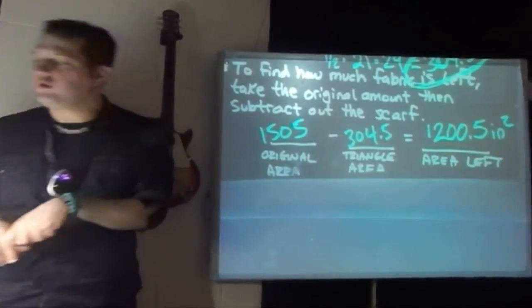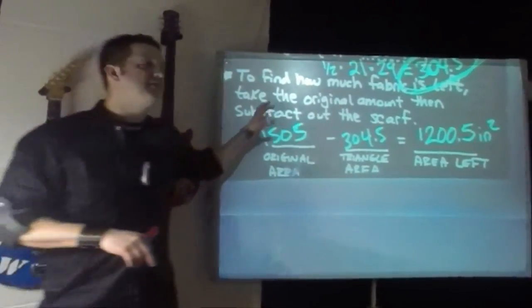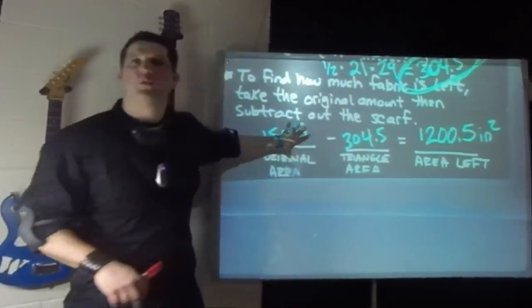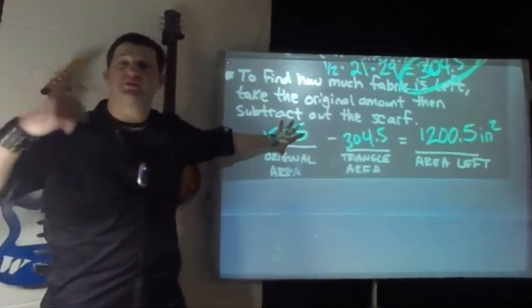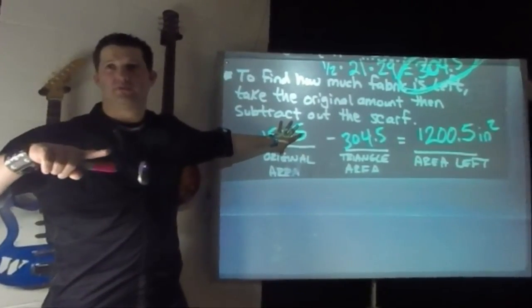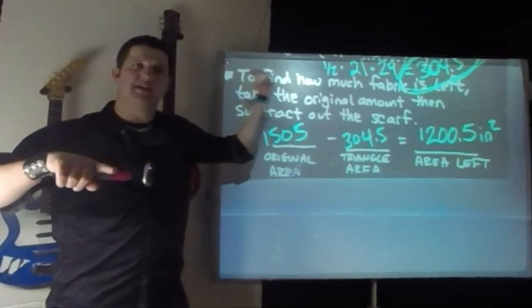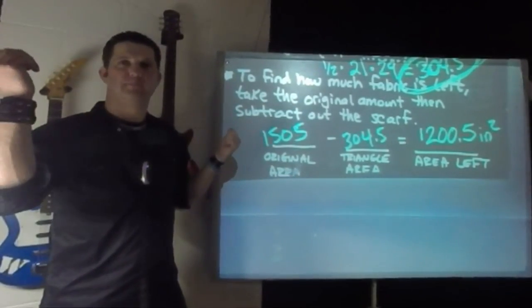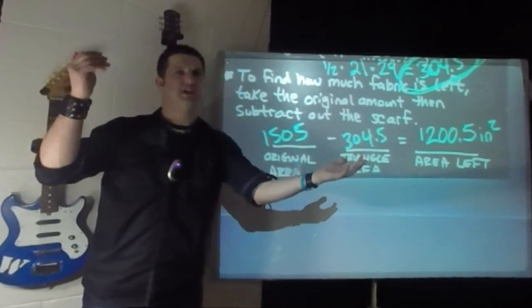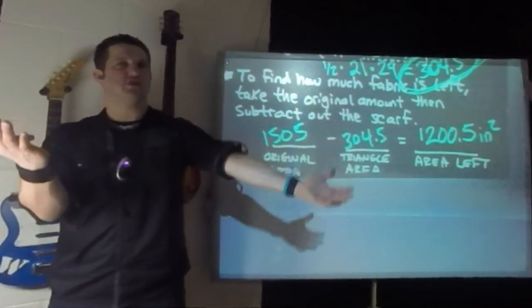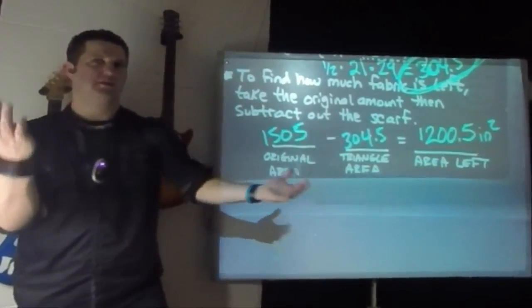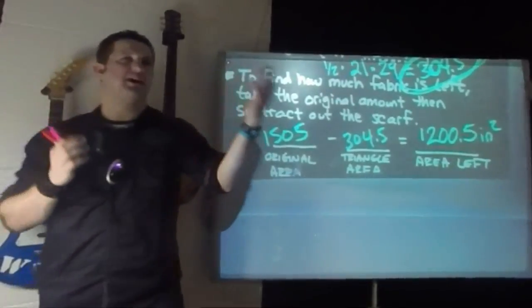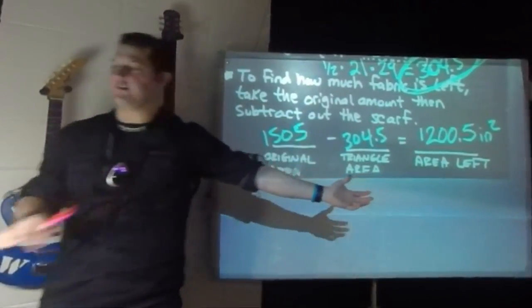Now remember, when you go to do this, you're going to have the exact same word problem with different numbers. First thing that you need to do is calculate the original area, the area of the rectangle. Then you need to calculate the area of your scarf. You've got your area of your rectangle, your area of your scarf, and then how do we finish it? Subtract. Your rectangle minus your scarf, that's how much is left over.